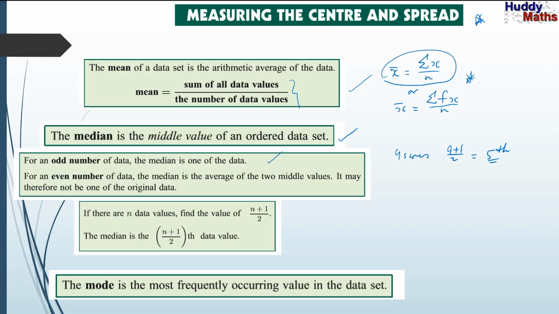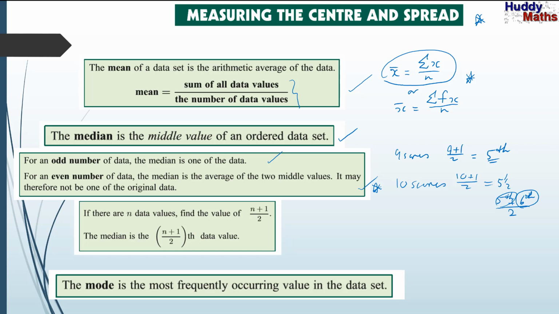Okay, for an even number of data points, like let's take 10 scores, if we work out (n plus 1) on 2, that's 11 on 2, it's a 5.5 score. You can't have that. So it's halfway between the 5th and the 6th score. Add them up and divide by 2. Find the mean or the middle point of the 5th and the 6th score. So for an even number of data points, it's the average of the 2 middle values. It may not be one of the original data points unless the 5th and the 6th score are the same as each other.